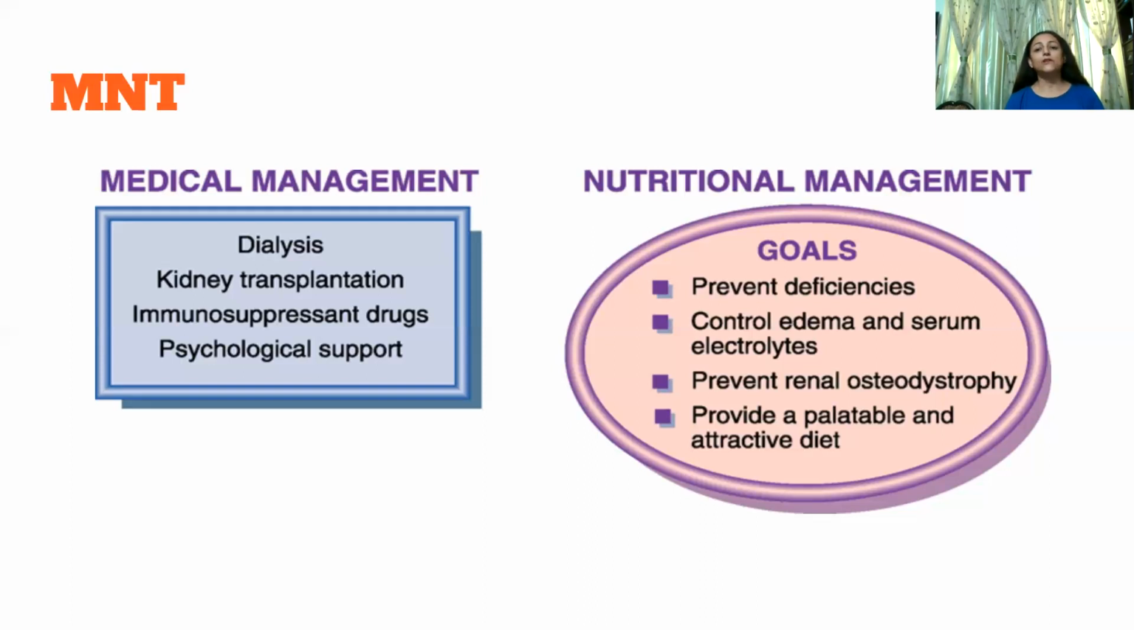Renal osteodystrophy occurs because less vitamin D is produced. Once there is less vitamin D, there is no manager inside the body to regulate the calcium level in our bones and in our blood. That will cause leaching of calcium from the bones into the blood, and naturally there will be an imbalance. And then we have to provide a palatable and attractive diet. So these are the basic goals of nutrition management.